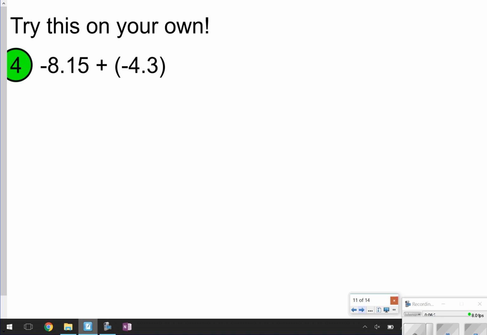Here's another one for you to try as well. It's a little bit different because now you have same signs. So just remember what you do when you have same signs. Pause the video real quick, try it on your own, and then click play when you're ready to check it. All right, so here's how we're supposed to do this one.